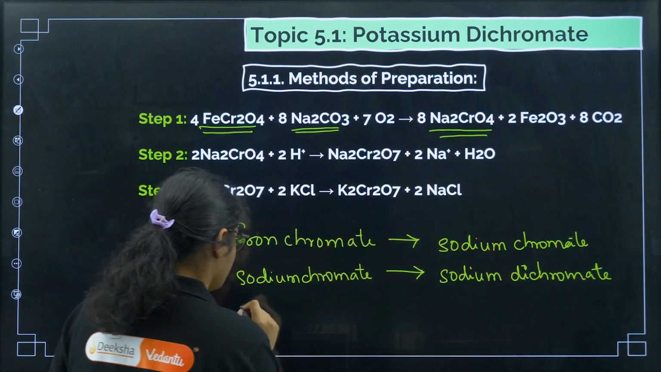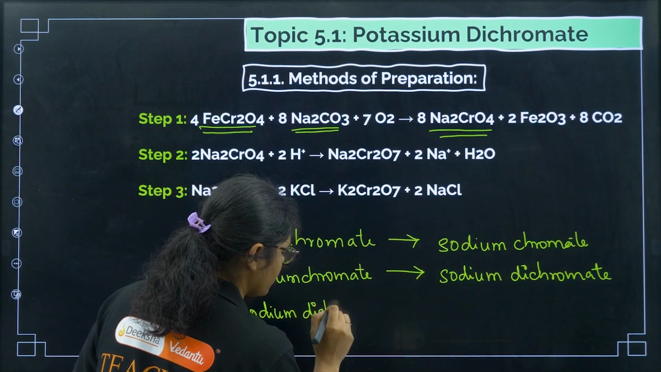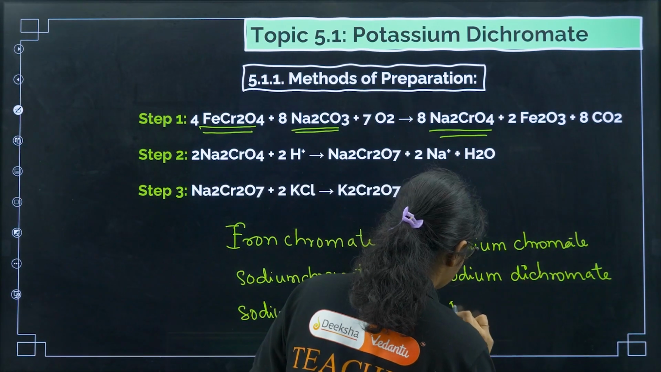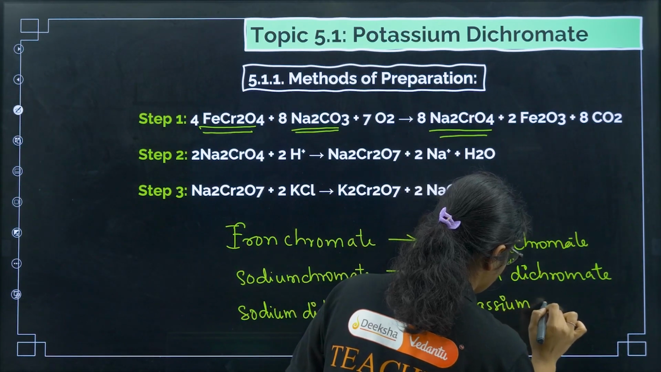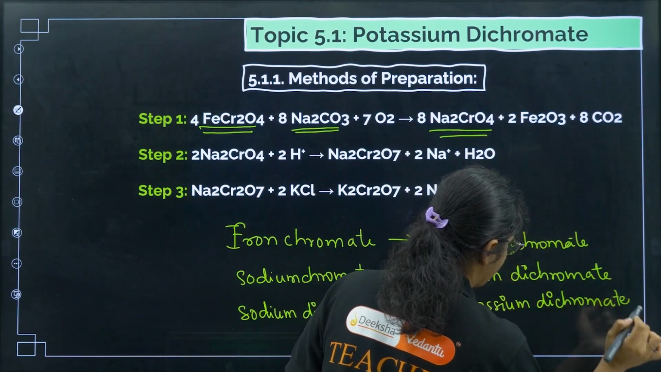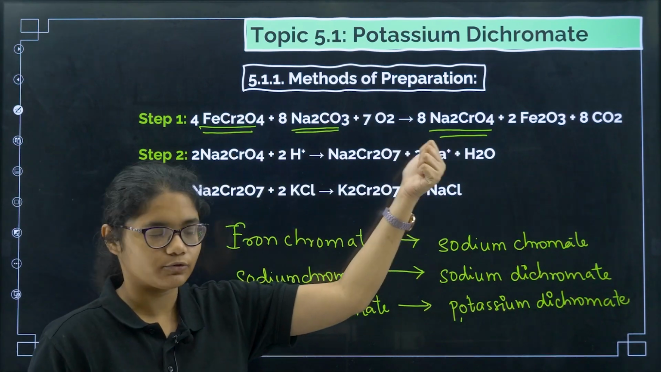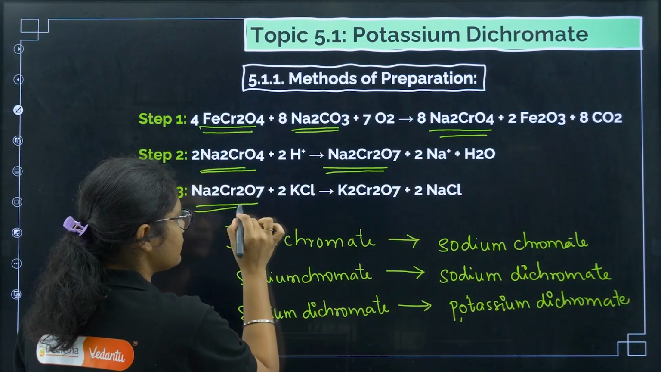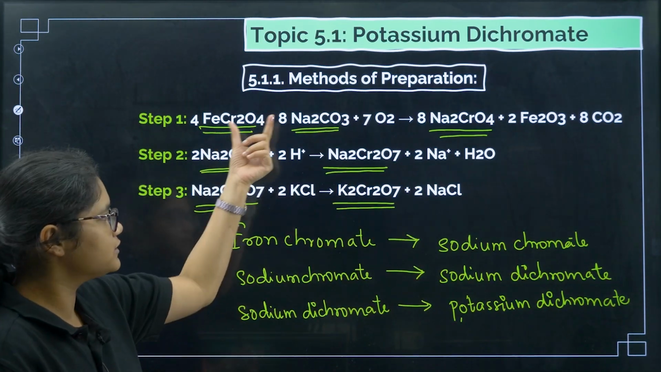Okay, now sodium dichromate gets converted to potassium dichromate. Clear? So that is what is happening. First iron chromate gets converted to sodium chromate, which gets converted to sodium dichromate, and sodium dichromate gets converted to potassium dichromate. Okay, 3 steps you need to remember. These words you need to remember.